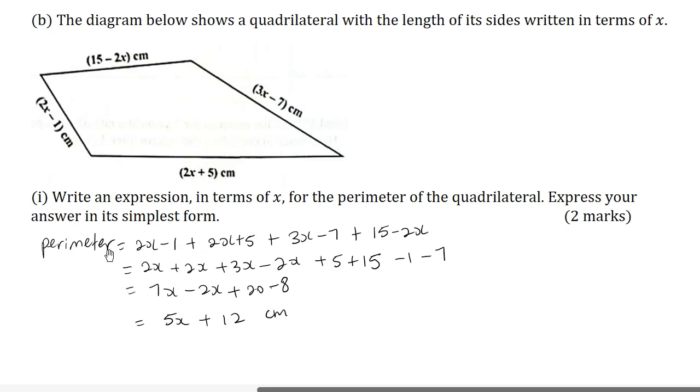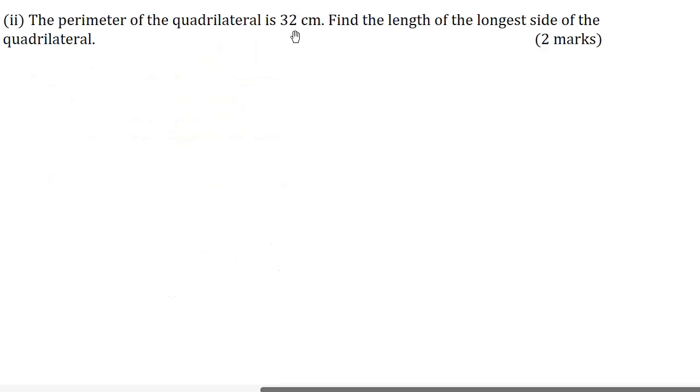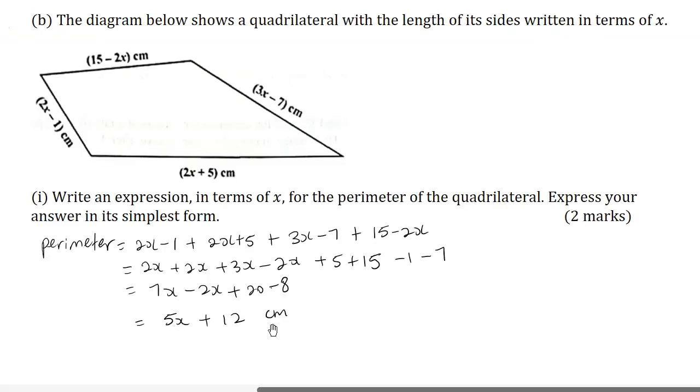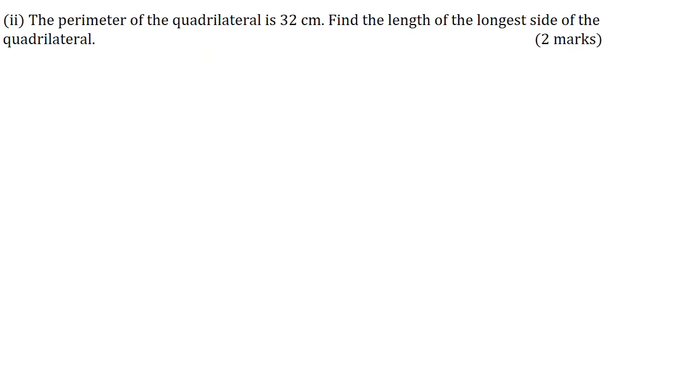In part 1 here, we were able to derive an equation for the perimeter, which is 5x plus 12. And they gave us here that the perimeter is equal to 32. So I could use the perimeter and the equation I derived here, 5x plus 12, and solve for x, and then substitute the value of x into 2x plus 5 to get the length of the longest side.